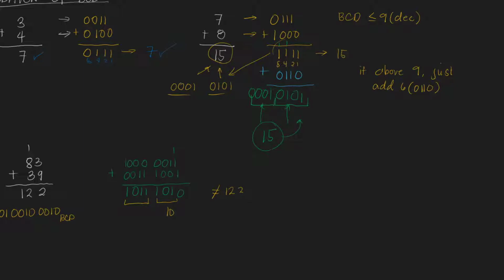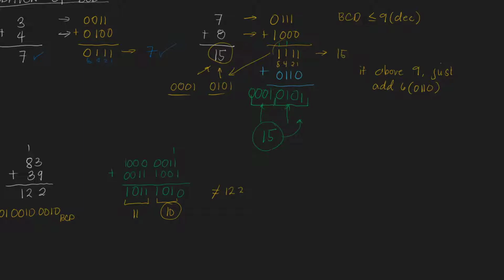Okay, and then we have 1, 0. So you have numbers that exceed 9. And then this one is 1, 0. This is 1 plus 2, 3. 3 plus 8 is 11, right? 11.